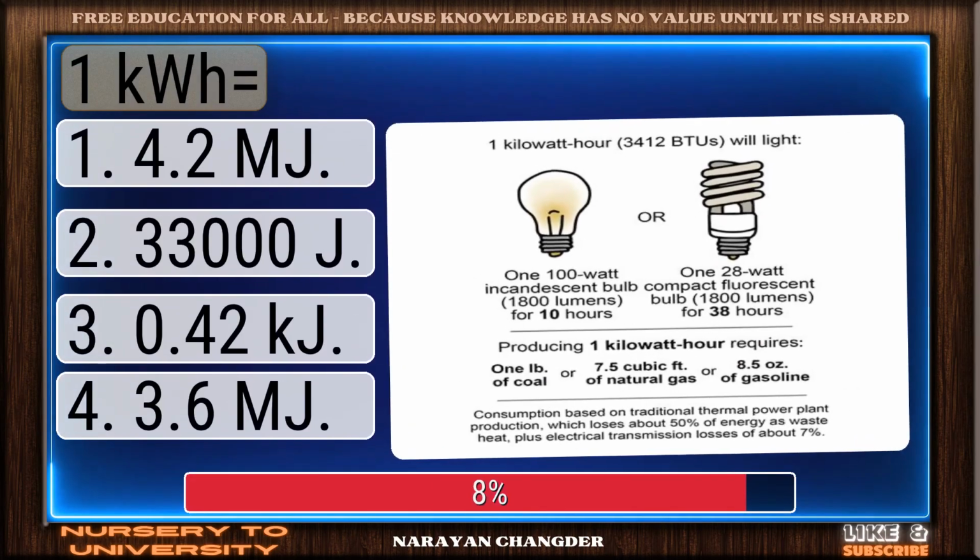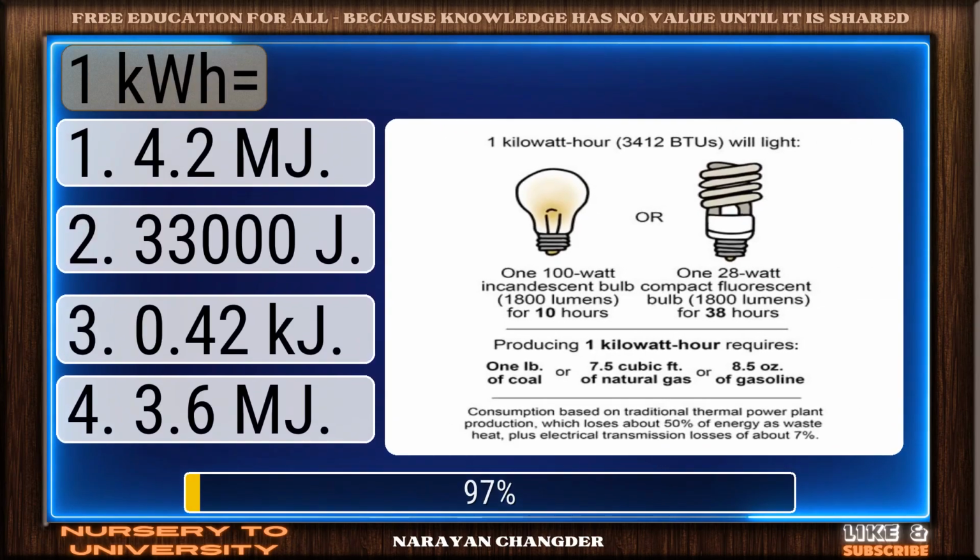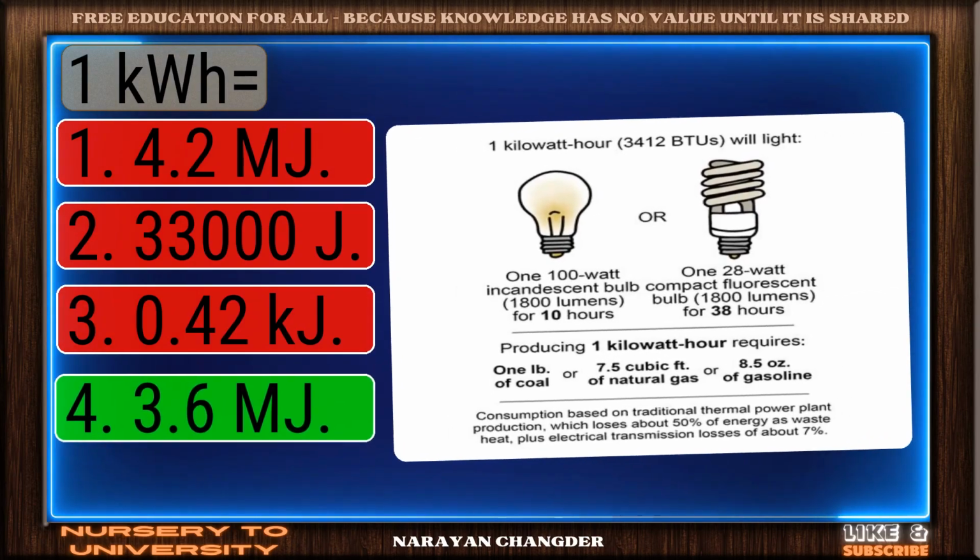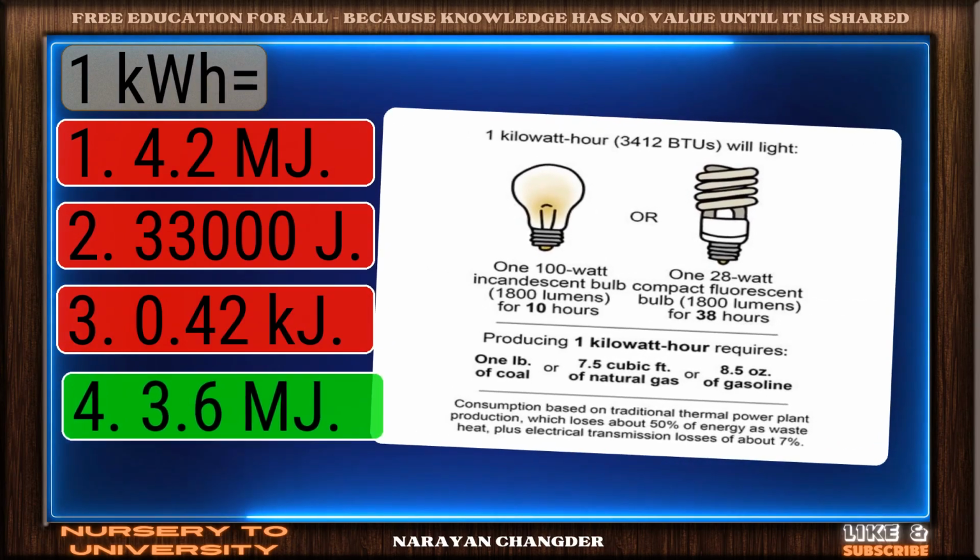1 kWh equal to. Well picked. 3.6 MJ is the correct answer.